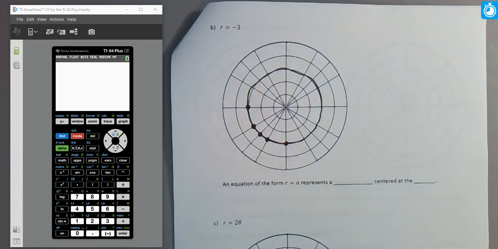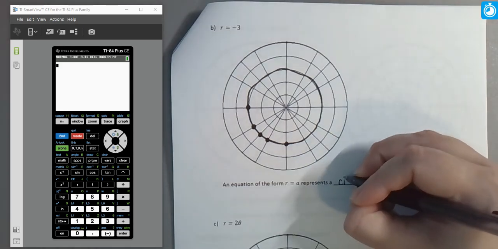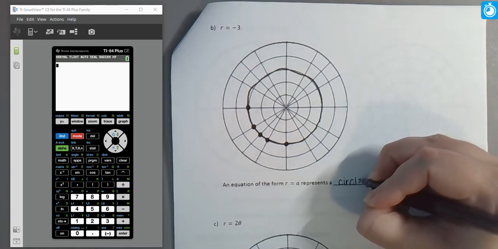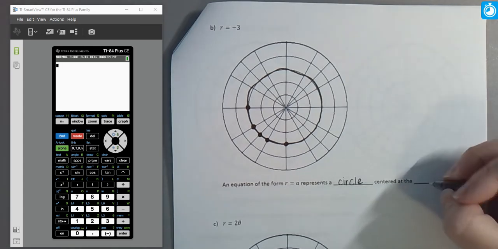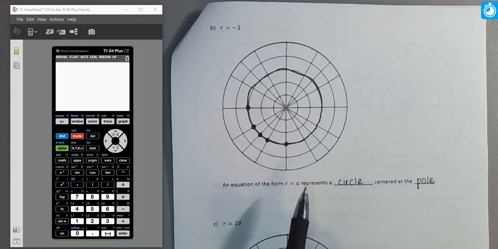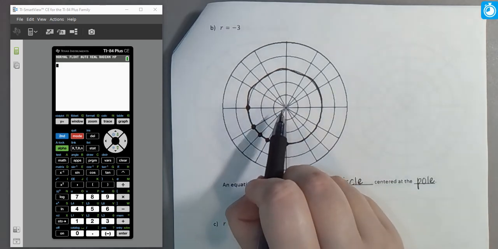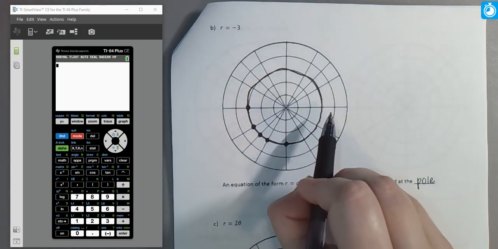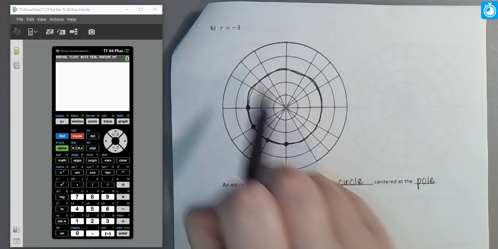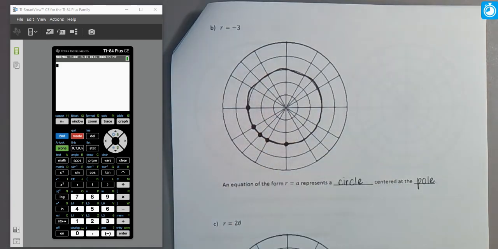So generalizing, anytime we have an equation of the form r is equal to a constant, that represents a circle, specifically a circle centered at the pole. And whatever the value is for our constant, that's going to be the radius for our circle. Essentially, it tells us which ring we have to go out to in our polar grid.